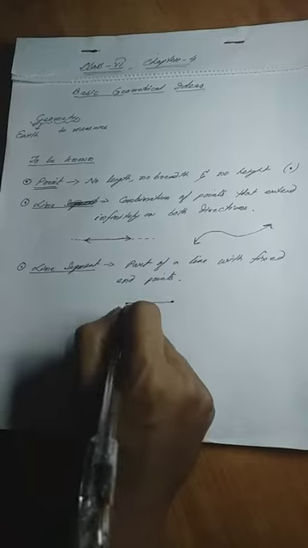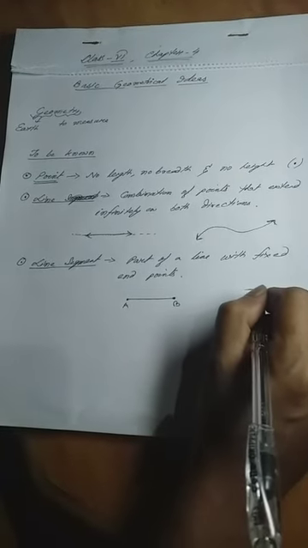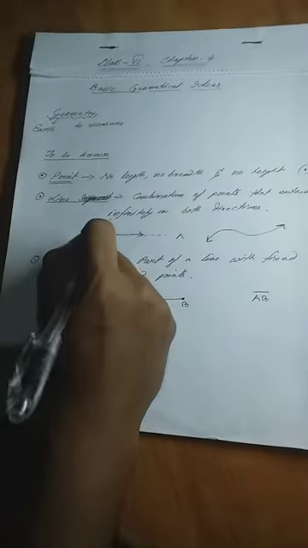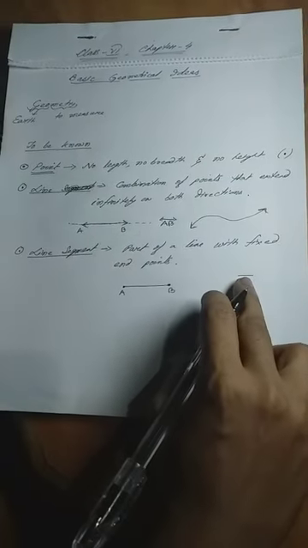Okay. Say for example, this is A and this is B, and it is denoted by this one, AB, like this. And in line, if it is A and if it is B, then it is denoted by AB with the line direction above it, and in line segment this direction.